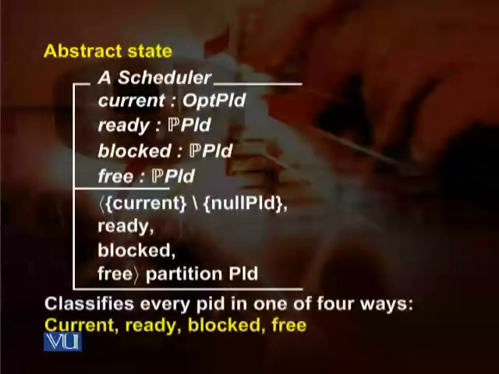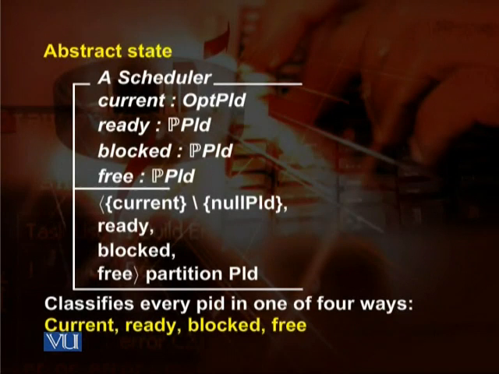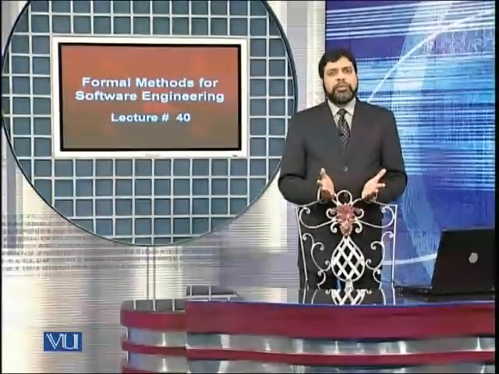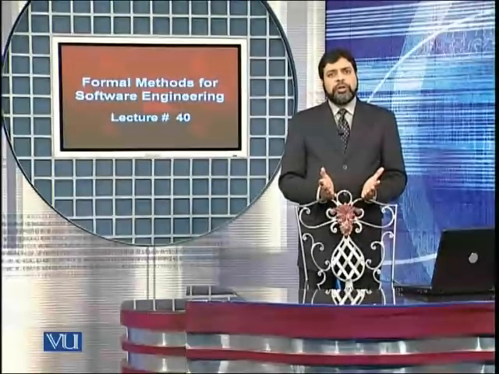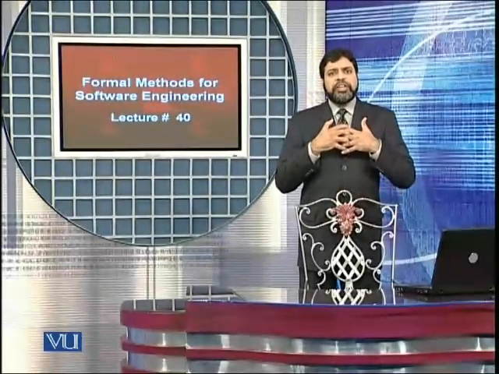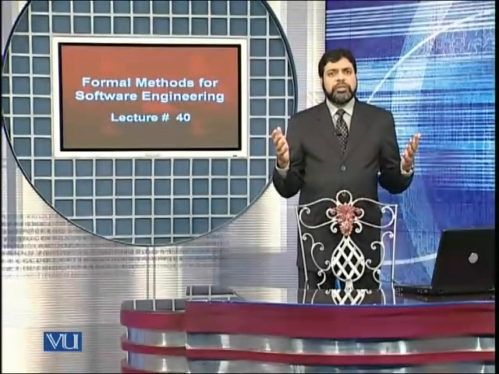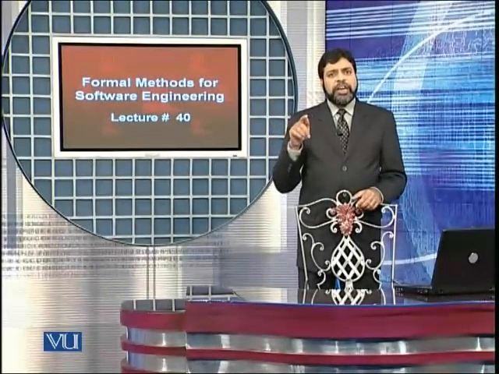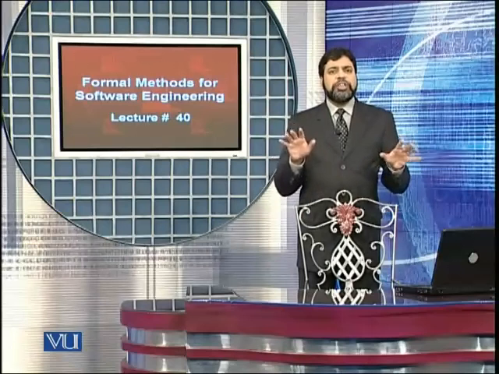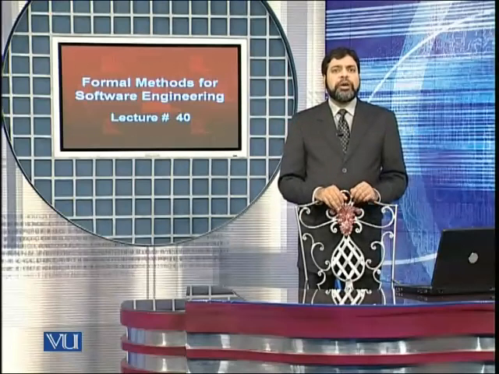Now we look at the predicates. This current minus the null PID, this is 1. Then we have ready, then we have blocked, and then we have free. And these 4 define a partition of the PIDs. I have already mentioned this, that all the PIDs are taken care of here, and it is a partition. That means these 4 sets are mutually exclusive.